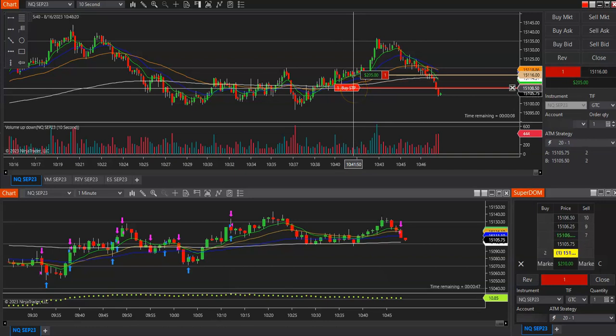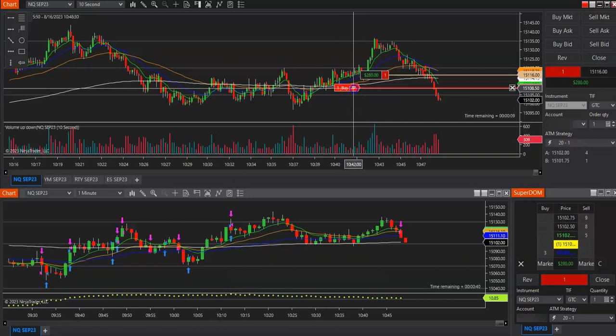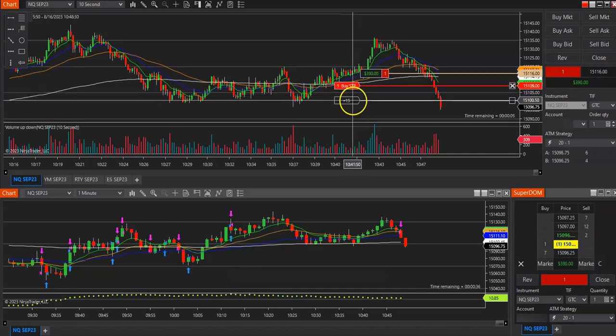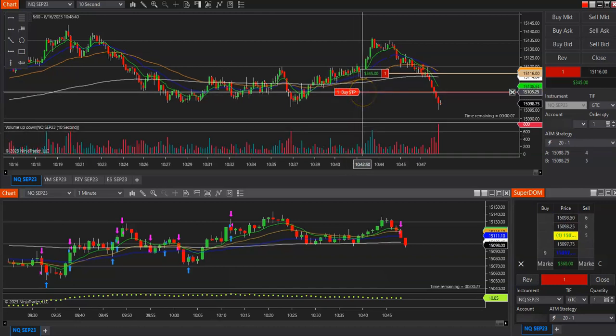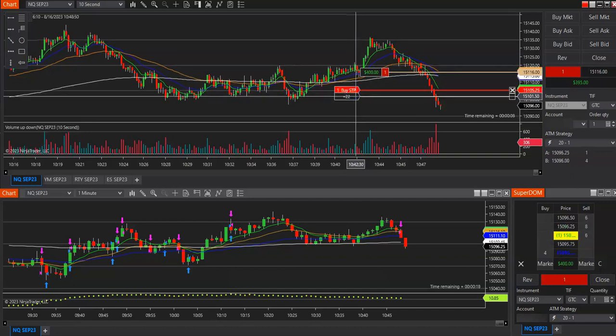Just one contract. Okay, let's see, we get continuation. So it's at the VWAP, it broke the VWAP right now, so it's continuing to the downside. And I'm just going to keep moving my stop here. Okay, it's coming down some more, moving my stop again.